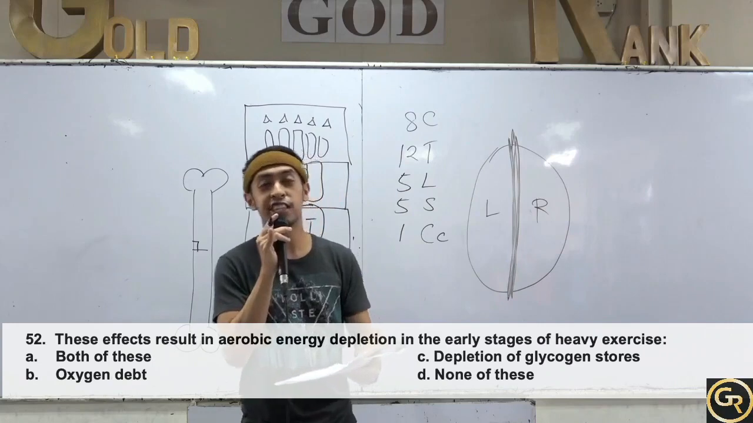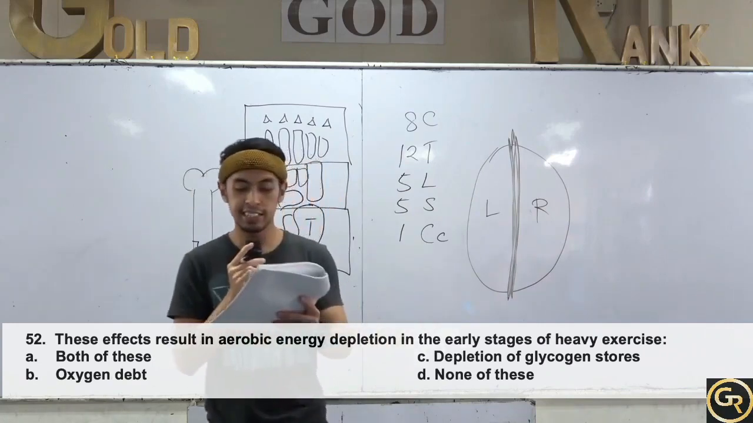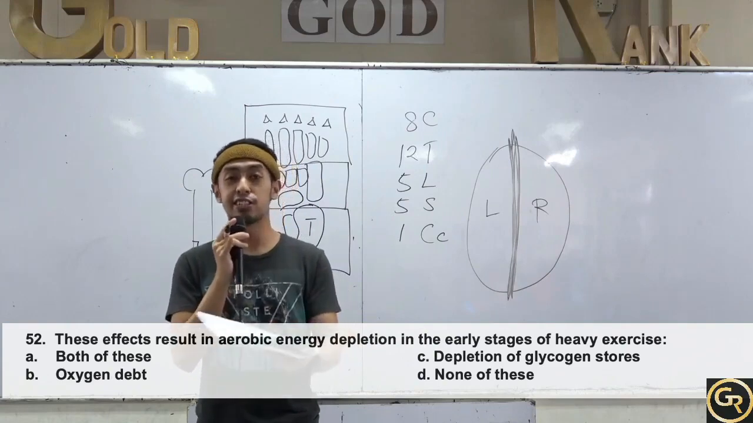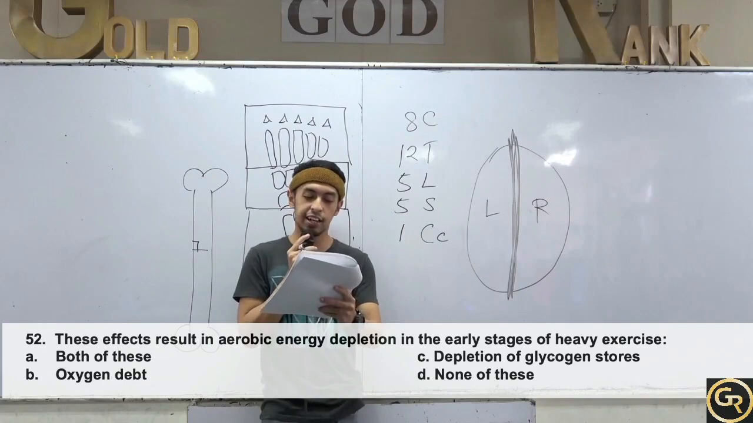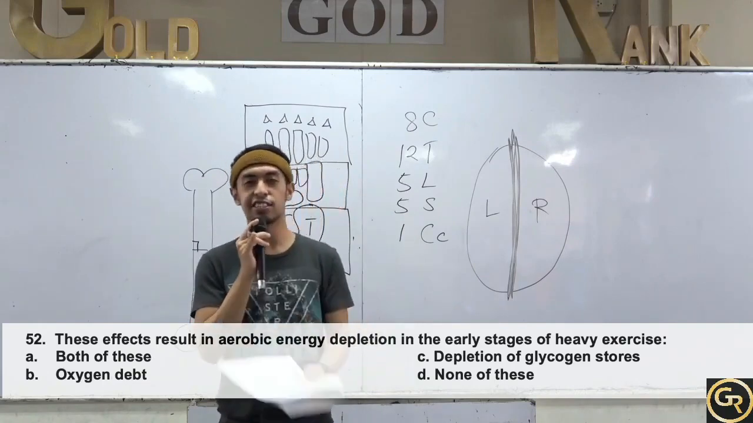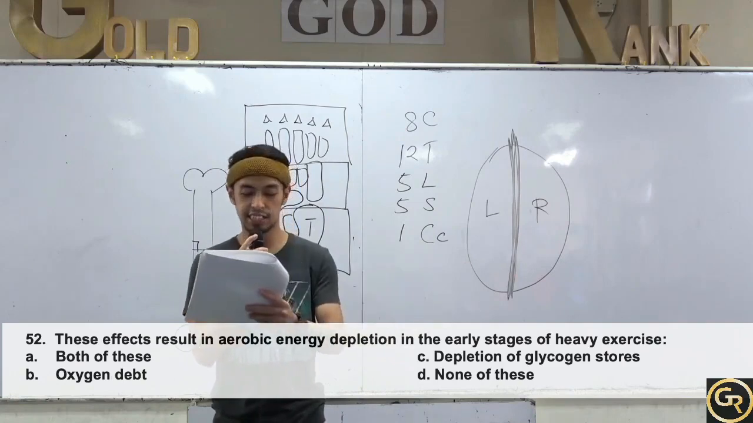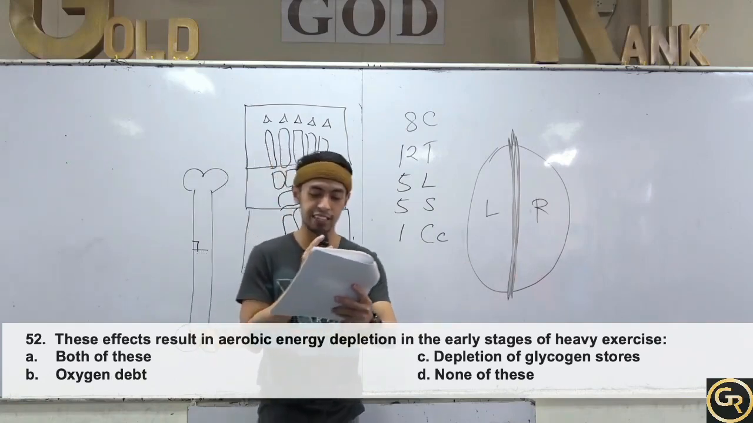You can have an oxygen debt. Tama po ba? Okay, tataas yung oxygen debt nyo. What else? Depletion of glycogen stores. Yes, mangyayari din po ito in a patient who has aerobic energy depletion in the early stages of heavy exercise. So, both of these, okay? Letter A, both of these.